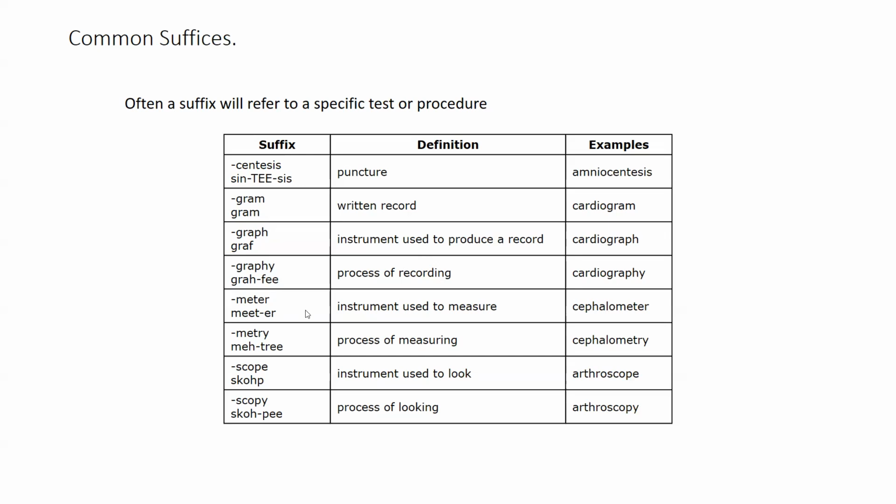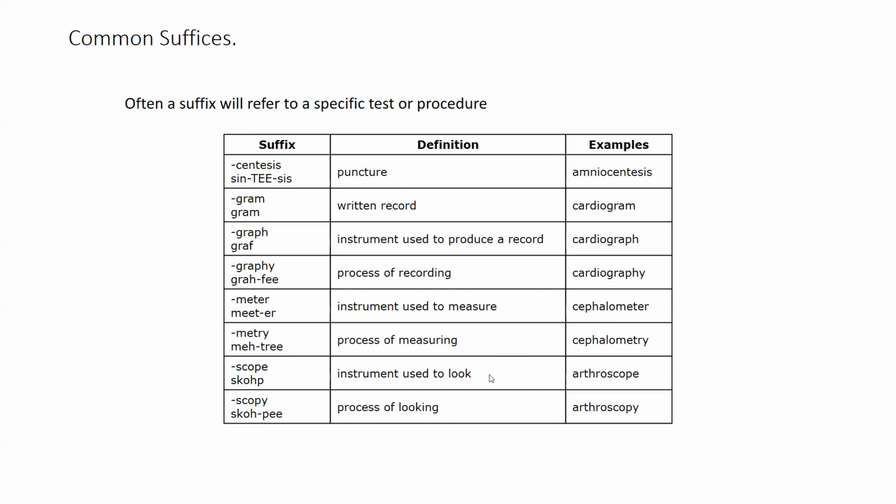The meter is an instrument used to measure something. I think that's pretty clear. A cephalometer measures the head. Why do we want to measure the head? Well, usually you want to measure the head, say, of the fetus to make sure that it's not too big to fit through the mother's pelvis during childbirth. Metry is the process of measuring.